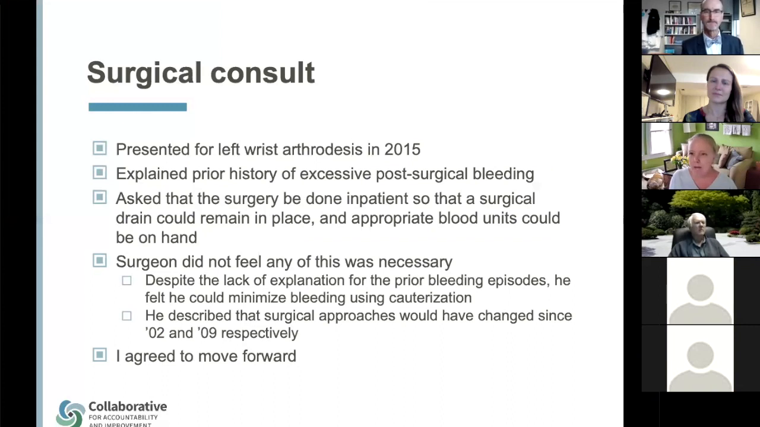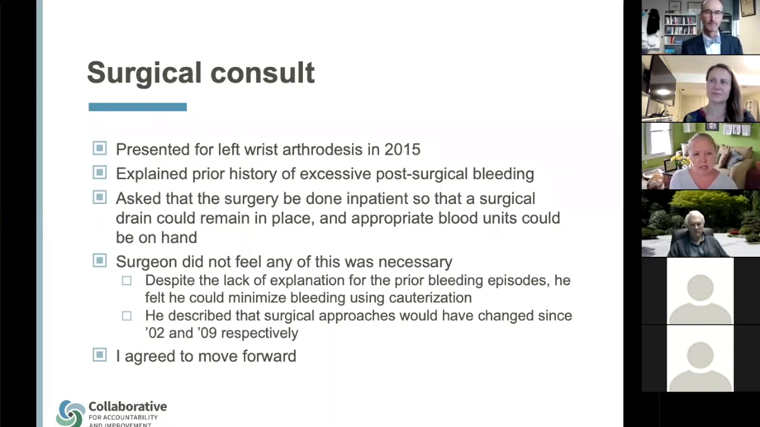When it came time to have my left wrist replaced in 2015, I had moved to a new city, so I was starting over with a new surgeon. And I went and explained, we don't know why. I've had a bit of a workup and we haven't found any, there's no von Willebrand's, there doesn't seem to be a clotting disorder, but I just have this strange history of excessive post-surgical bleeding. And I told him, it doesn't frighten me. I need this wrist replacement, but I just ask, let's do it inpatient. Can we leave the drain in so that any excessive bleeding can come out of the surgical site, and so that we can have the right blood units on hand.